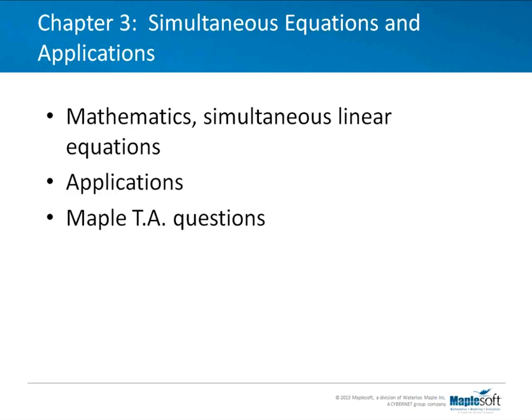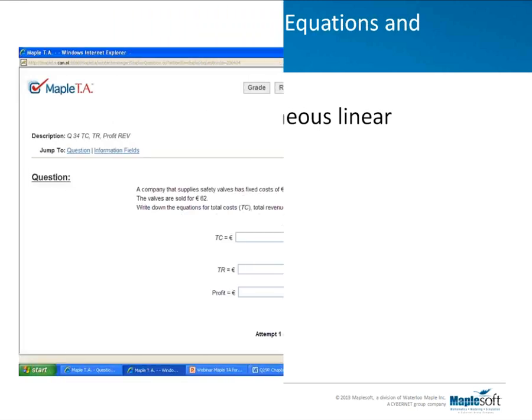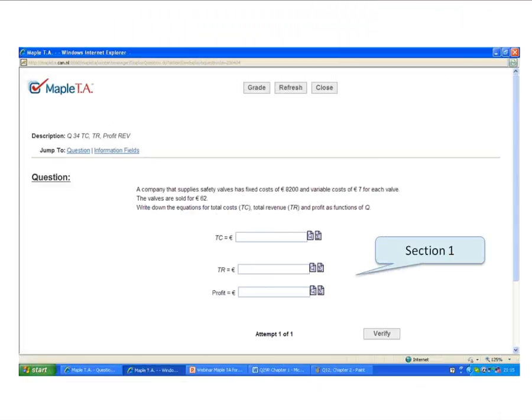From demand and supply functions, we can then study consumer and producer surplus, price ceilings, and price floors, and black market profit. Now, practice with Maple T.A. questions is essential again to gain a thorough grasp of the math and more especially the applications themselves. So, for example, here is an adaptive section. The first part of this question is revision on the formula for the cost, revenue, and profit functions.